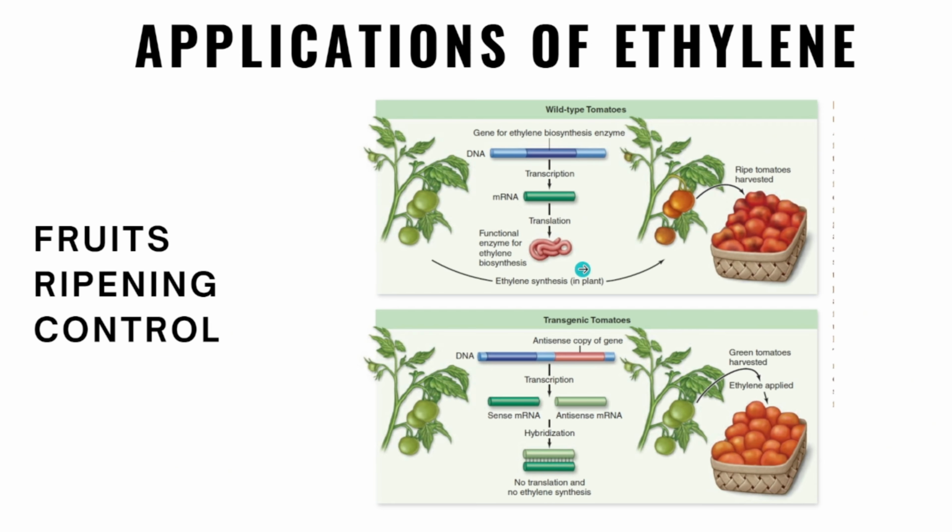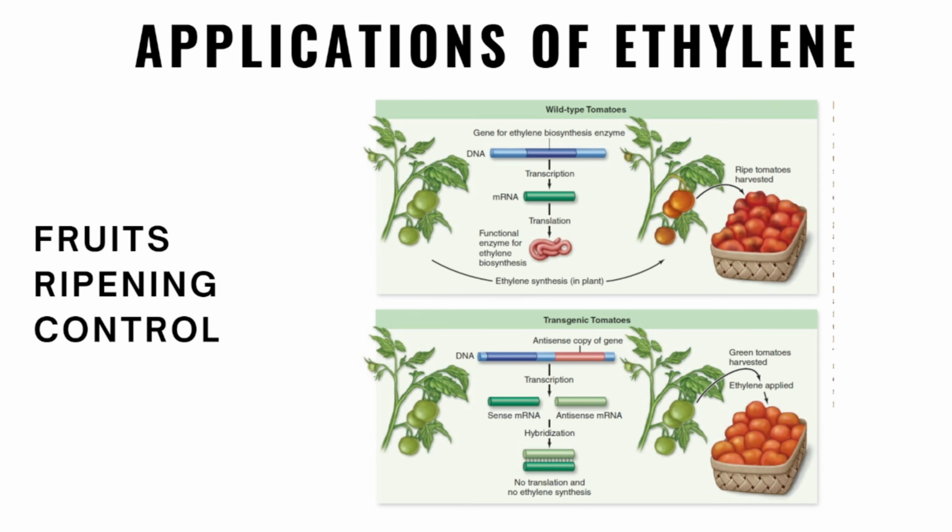ripen. But this wild type, the normal situation, will make the tomato easily spoiled. Easily spoiled is not wanted. So they need to delay it. How do they delay it? They use gene technology.